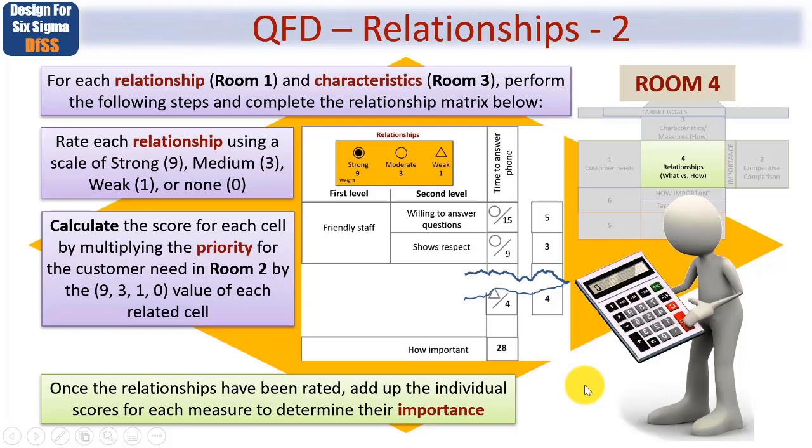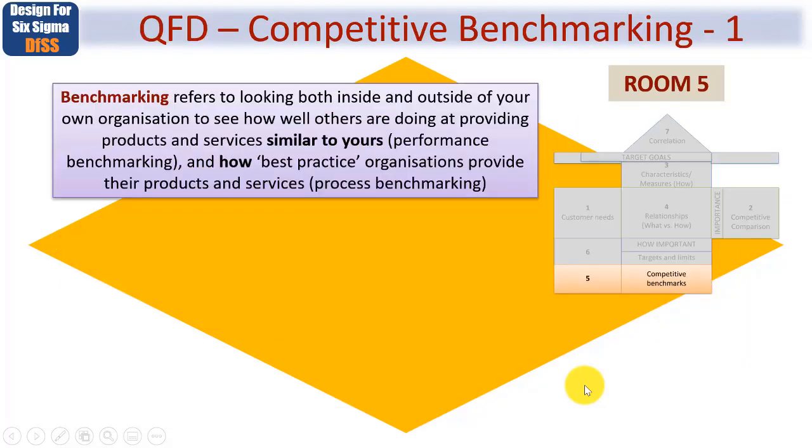It's time to go into Room 5, which is where we carry out competitive benchmarking, as I've said here. Now, benchmarking is a big topic in itself, and we cover this also in our Lean Six Sigma course. Here I just want to give you a brief overview. Benchmarking refers to looking both inside and outside of your own organization to see how well others are doing at providing products or services similar to yours. This is known as performance benchmarking, comparing your product to theirs. But then you also benchmark processes by looking at how those best practice organizations provide their products and services. So you've got two types of benchmarking, performance benchmarking and process benchmarking.